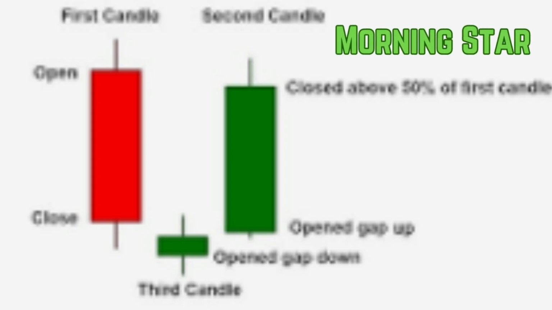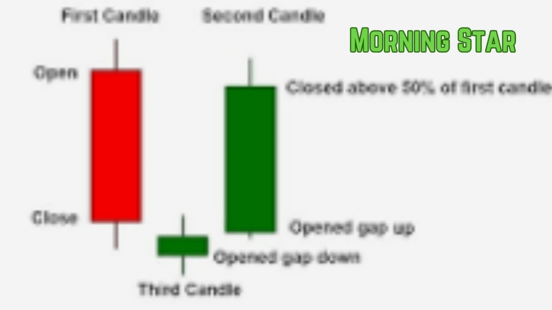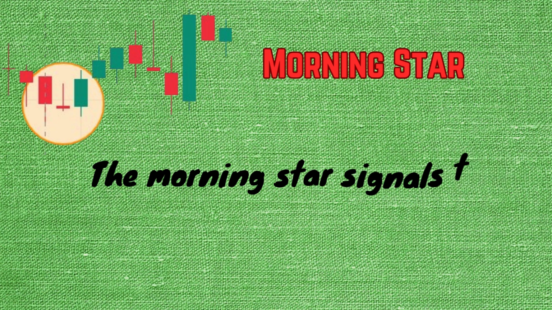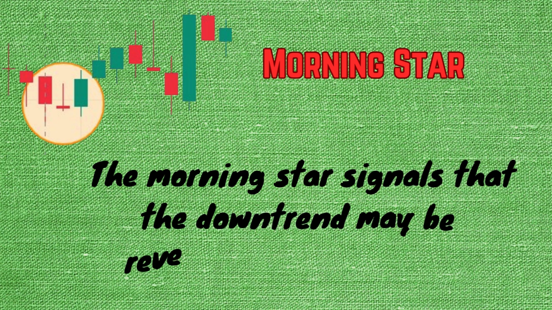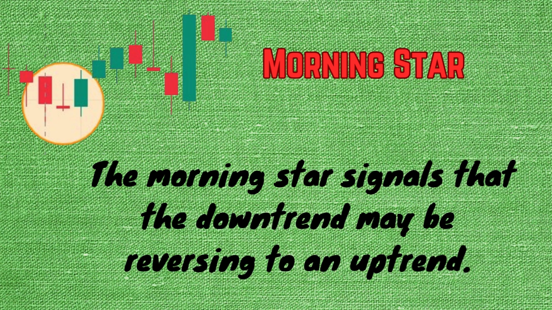The third candle is a large bullish candle that closes well into the first candle's body. It has to be more than half of the first candle. This pattern typically appears at the end of a downtrend and signals a potential reversal to the upside. It usually represents a pause in downward momentum, showing that buyers are regaining their control. So let's go back to our chart and check out our morning star.